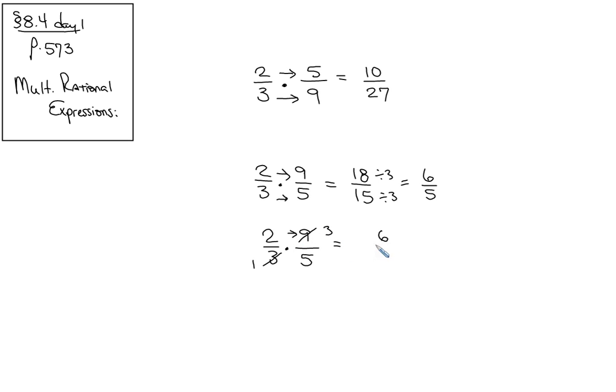Now when I multiply across, notice we get 6 over 5. Same answer. Why is it the same answer? Because we did the same thing. We canceled a 3 out. The only difference is whether we canceled it out in the beginning or at the end. But we're doing the same work. Okay, does that make sense to everybody? So you can do it either way. It's up to you, as long as it's something on the top canceling something on the bottom.